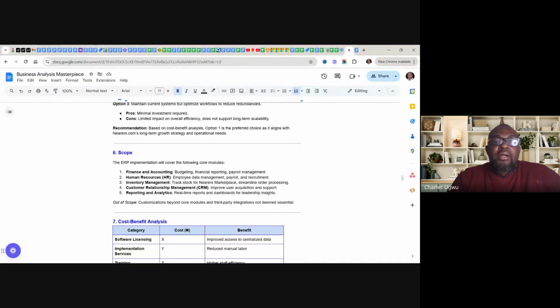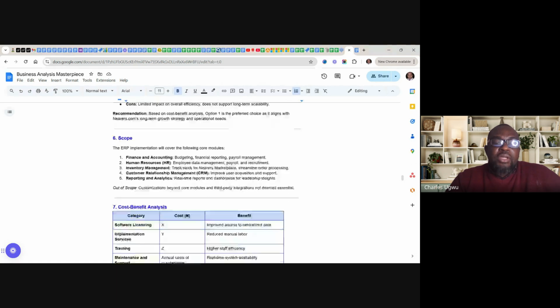We have human resources: employment, data management, payroll and recruitment. Inventory management: track stock for nearest marketplace, streamline order process. Customer relationship management: improve user acquisition and support. And reporting and analytics: real-time reports and dashboard for leadership insight. So this is the scope we've captured here.